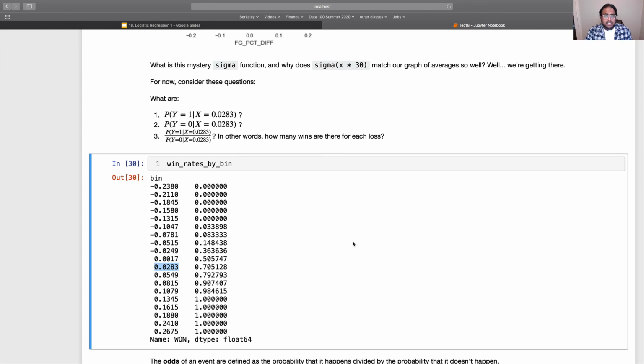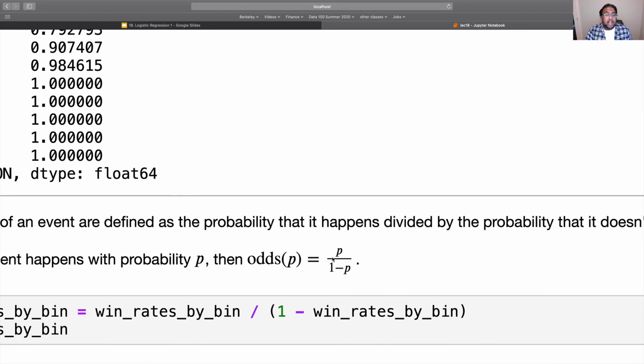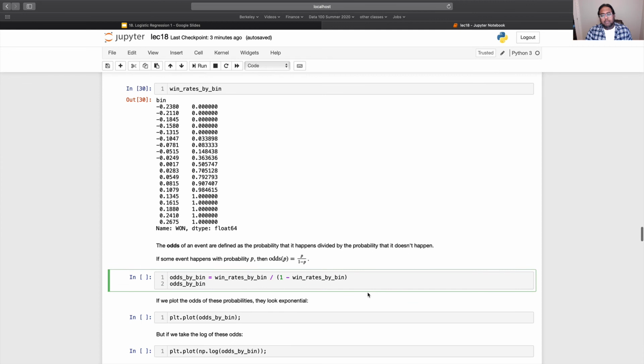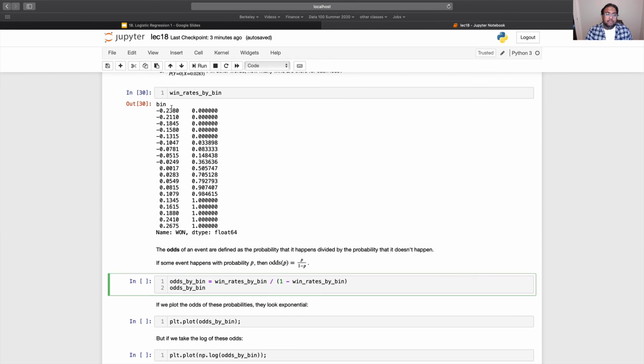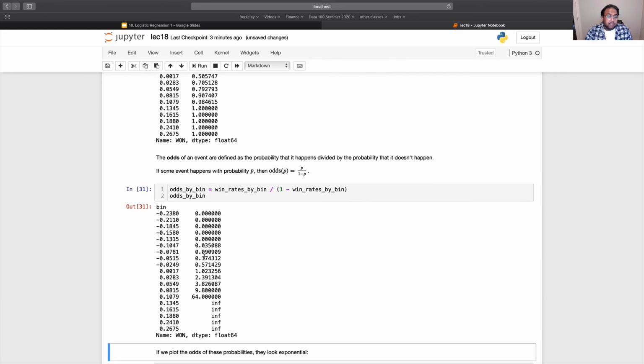This ratio of probabilities is called the odds of an event. So if some event happens with probability p, then the odds of that event happening is defined as being p divided by 1 minus p. And so what I'm going to do is look at the odds by bin for each of these 20 positions on the x-axis. So I'm going to take the win rate by bin and divide that by 1 minus win rate by bin, because we're interpreting these values as our probabilities. And when I do that, it seems like these keep on increasing, and it goes from 3 to 9 to 64 to a bunch of things that are infinite. The reason these are infinite is because their probabilities p are 1, and that means the denominator is 0, and of course you can't do that.